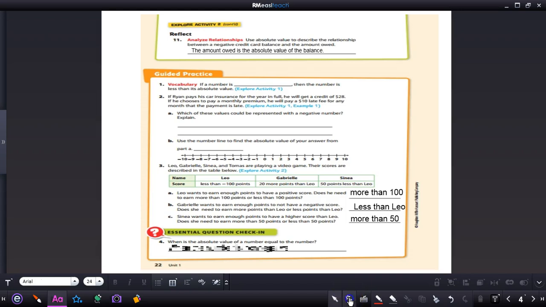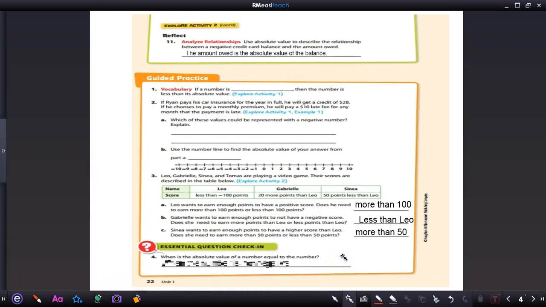Now to wrap up the video, let's take a look at our essential question. It says, when is the absolute value of a number equal to the number? And the answer to this, and I want you to write this down, is when the number is non-negative. So this concludes the video on absolute value, and if you have any questions about this concept, please come and see me.